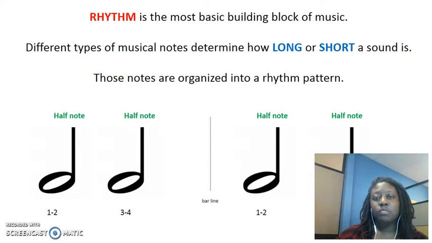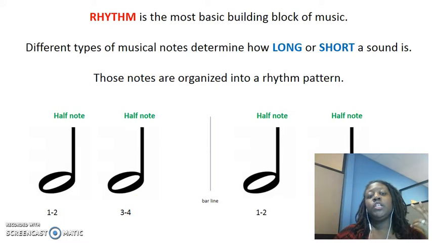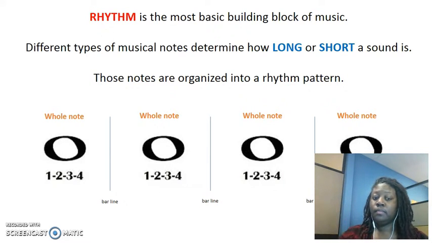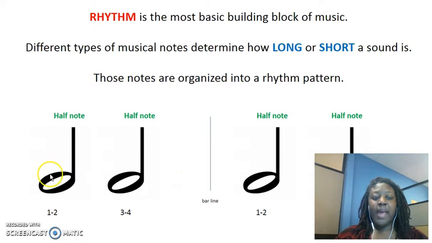Okay, so when we write out the counts for our half notes, we give it 1-2 for the first one, and then for the next one, we give it 3-4. So you need 2 half notes in the measure to equal 1 whole note. Okay? So we have a half note here, we have a half note here, and then we have a bar line, because right now we only have room for 4 beats in the measure. 2 beats for the first half note, 2 beats for the second half note. We have a bar line, and then we come to another measure. 2 beats for the first half note, 2 beats for the second half note.